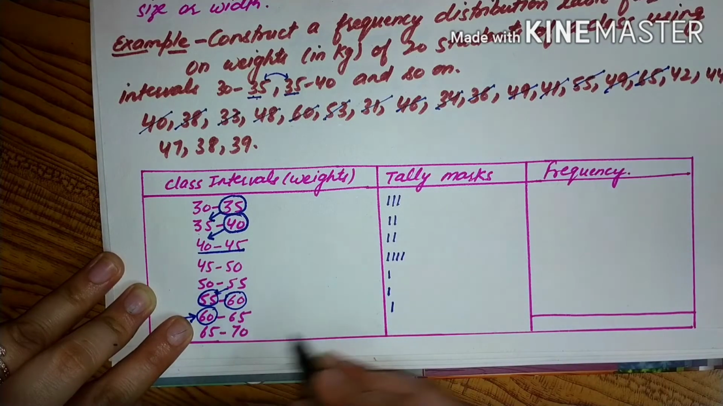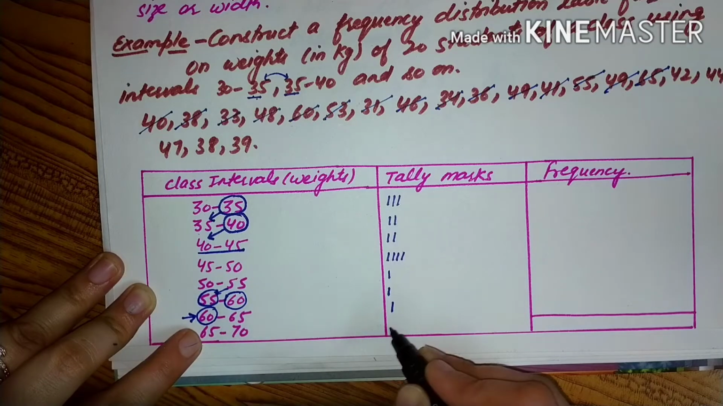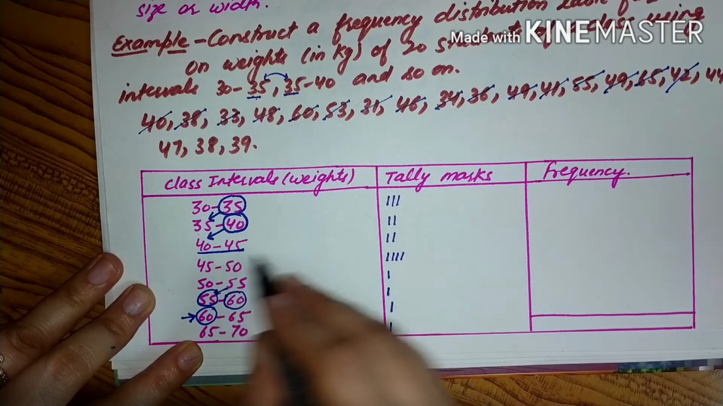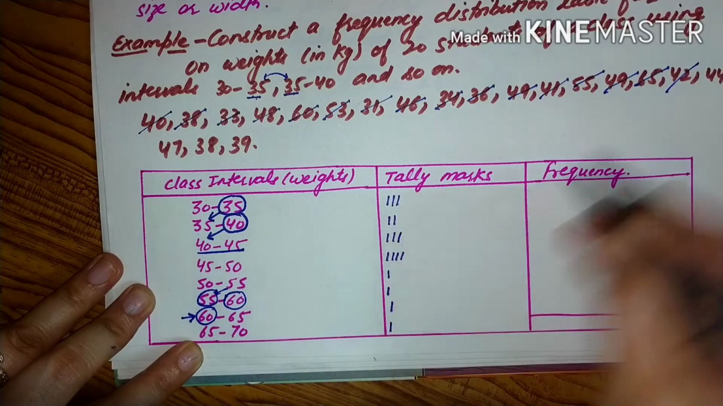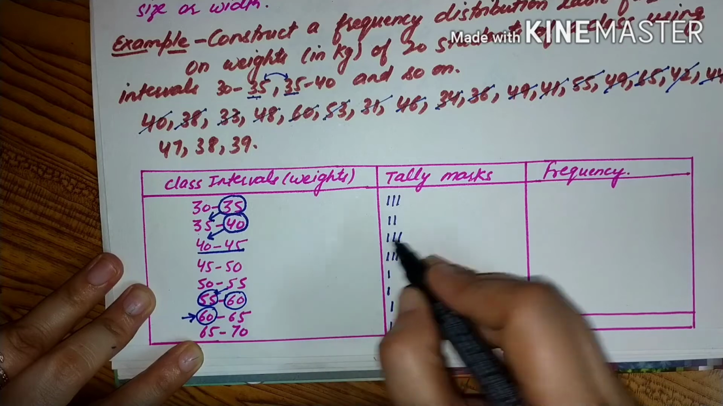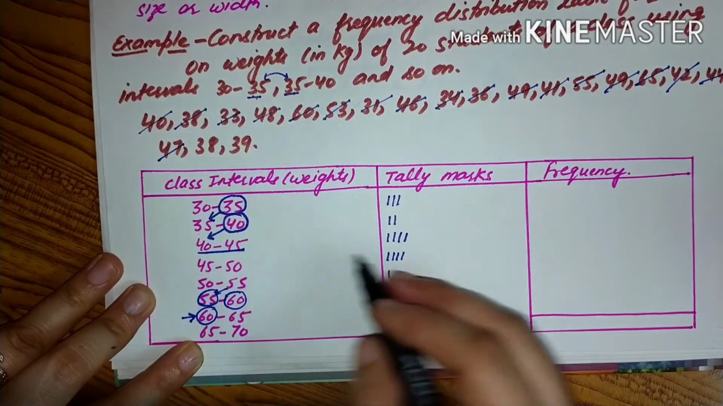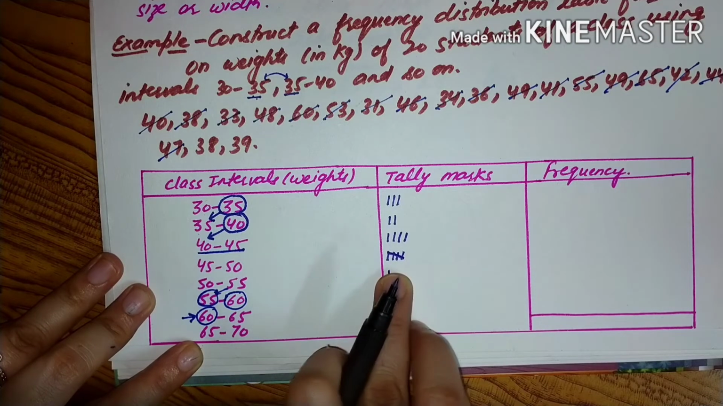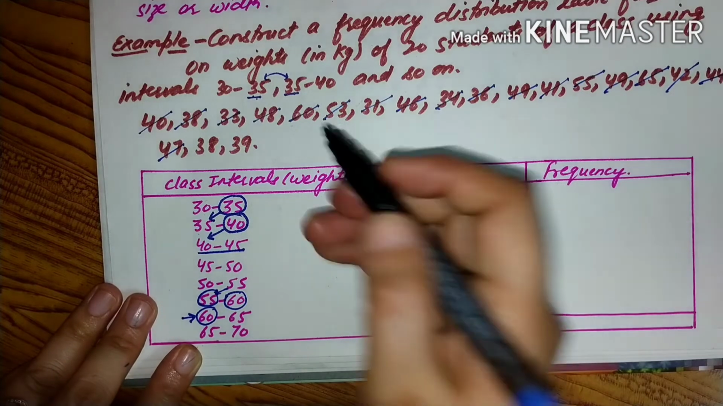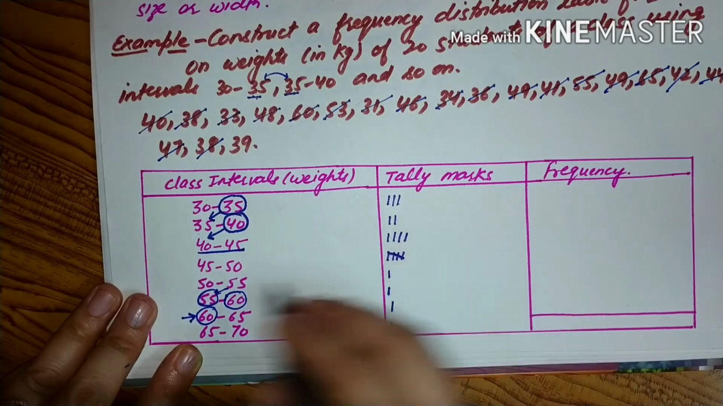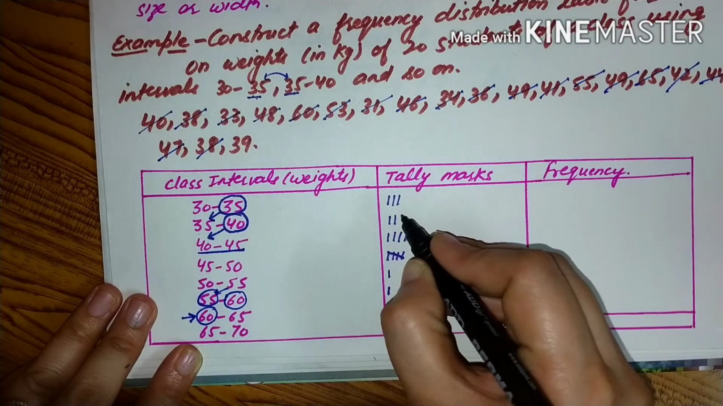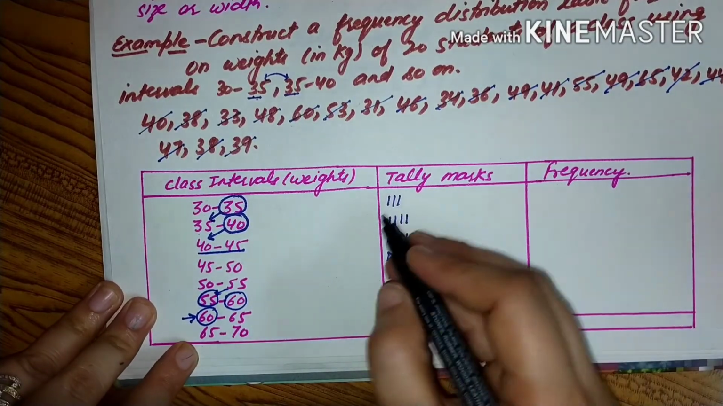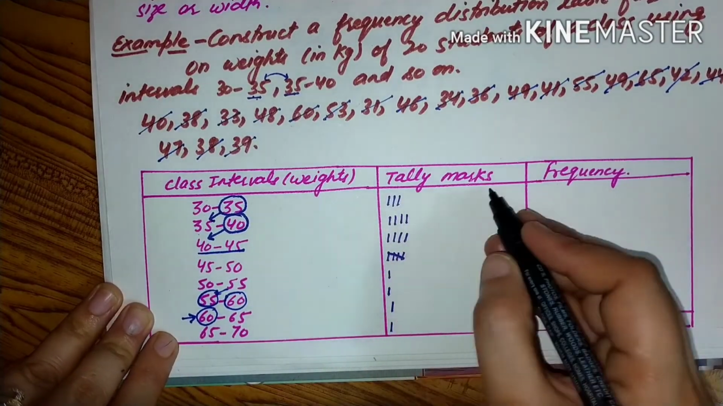65 will be lying in the last interval, then 42, 44, then 47. So here it will come 5, so we have to take the symbol of 5, then 38, then 39. So now you can write down the frequency.